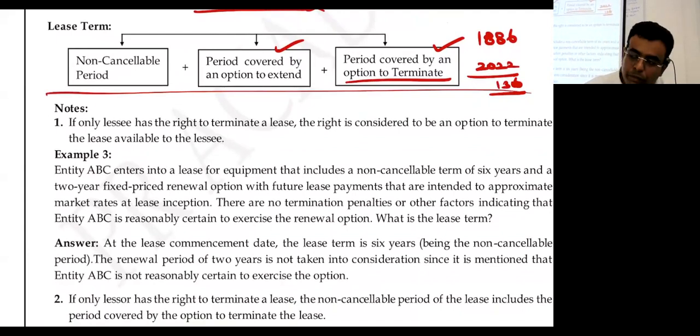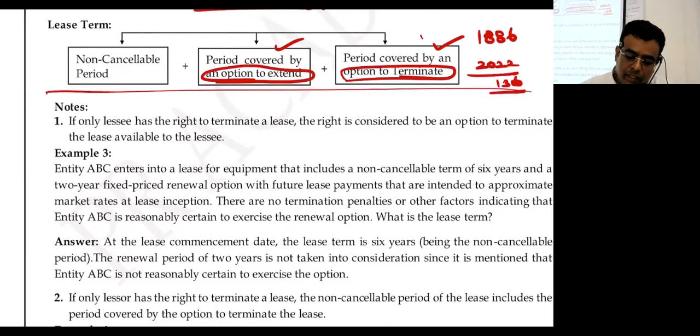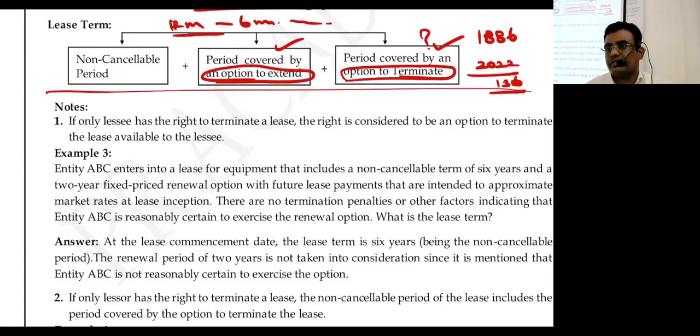Okay, non-cancelable period plus period covered by option to extend, plus period covered by option to terminate. Everything should be included. People will be having doubt on this. Option to extend is okay. What is that option to terminate? I have given a 12 months lease. After 6 months, we can terminate. Now the lease period is 12 months or 6 months? 12 months. Is it clear? So that's what period covered by option to terminate means. Hopefully now you are clear. Otherwise, you will have confusion about what both are there. Clear?